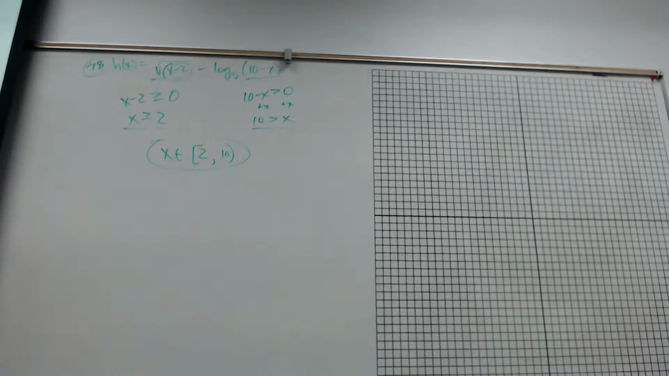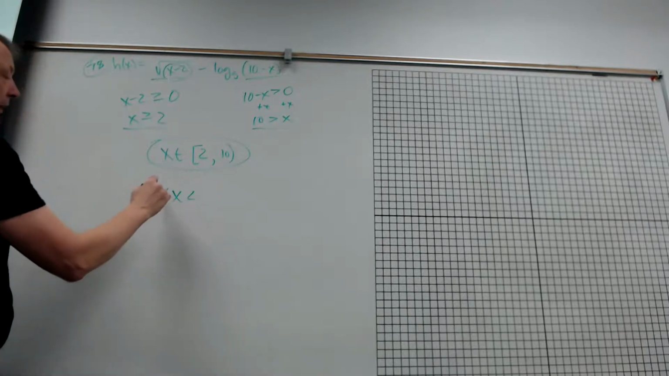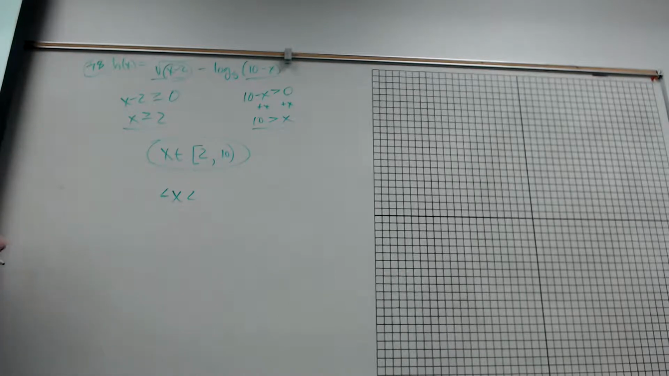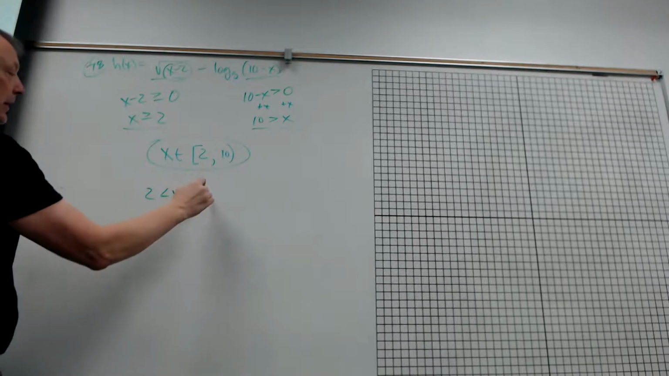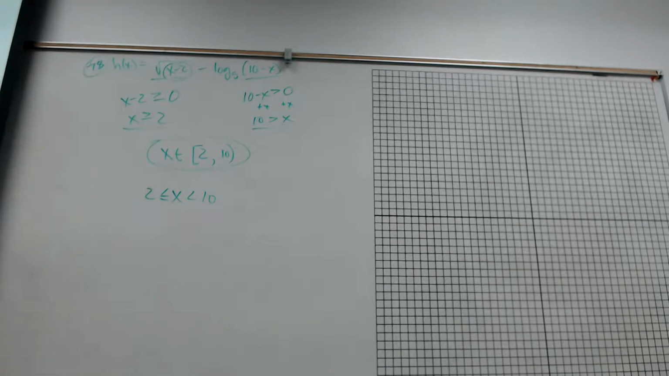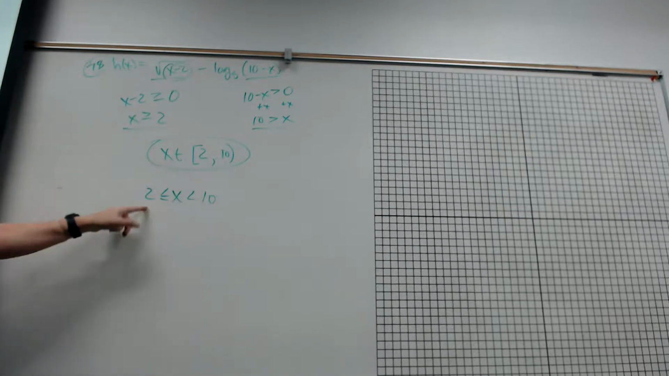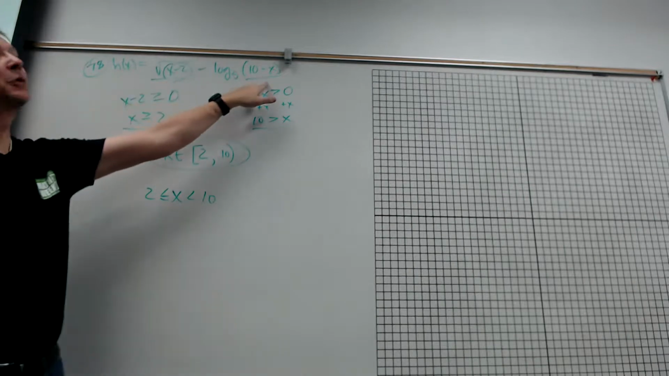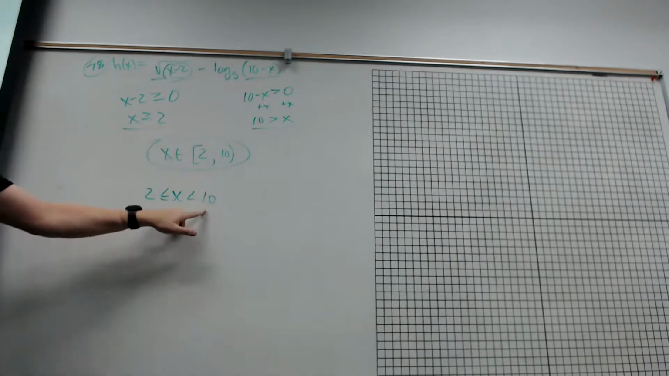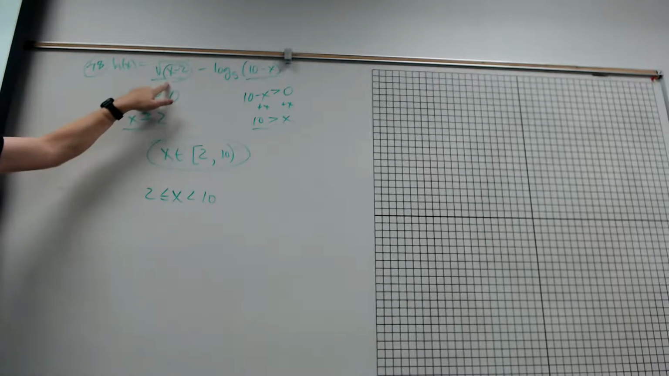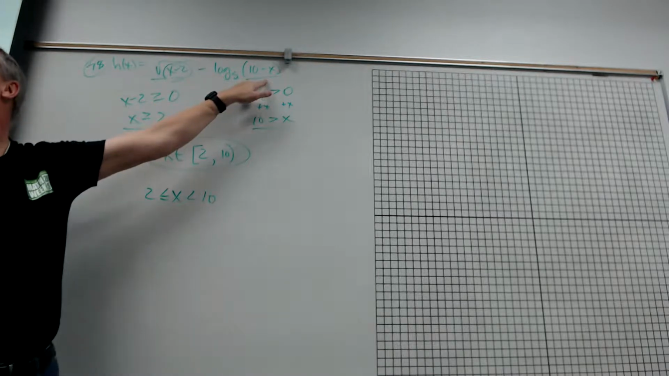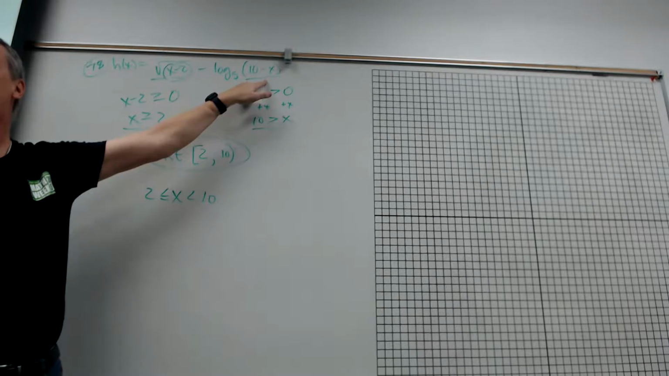Okay? How would you write that in regular notation? X has to be between 2 and 10, and that one's an equal, and that one's not. Okay? X has to be between 2 and 10. It can equal 2, it cannot equal 10. It can equal 2 here, that's fine, and 2 is not a problem here. It can equal 10 here, 10's completely fine, but you got a problem if it's 10 there. Does that make sense?